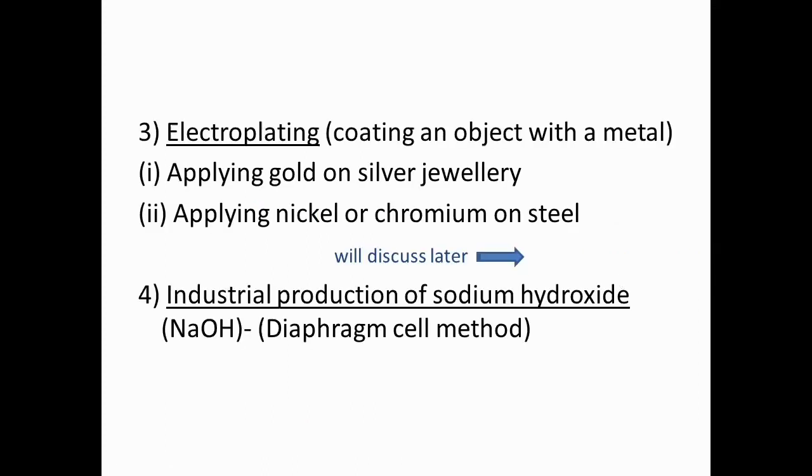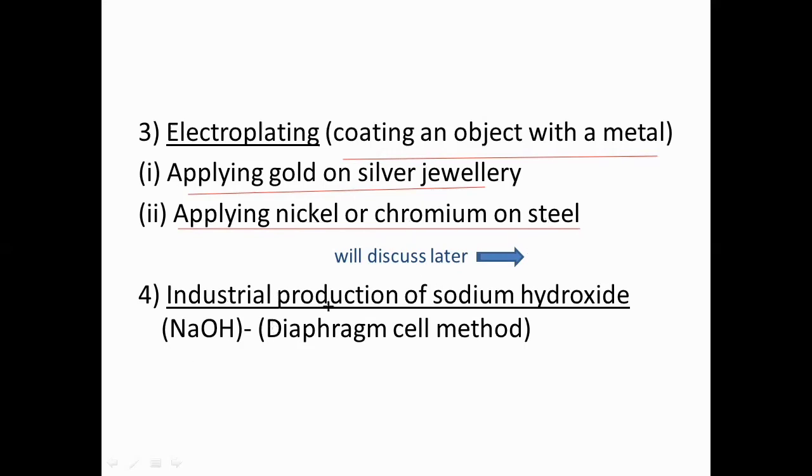The third one is electroplating. Electroplating means coating an object with a metal by electrolysis. For example, applying gold on silver jewelry, or applying nickel or chromium on steel. We will discuss these things in later videos.